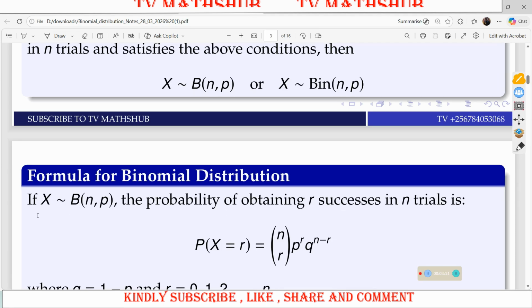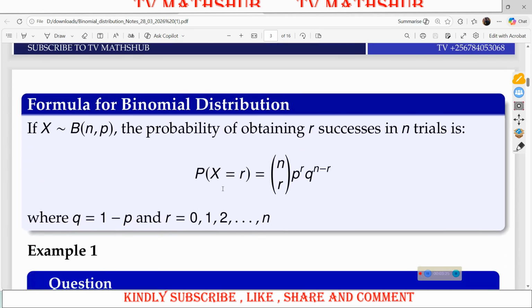So if X follows a binomial distribution, with n trials and probability of success p, then the probability of obtaining r successes in n trials will be given by P(X = r). Out of the n trials, we need to know how many are the successes.